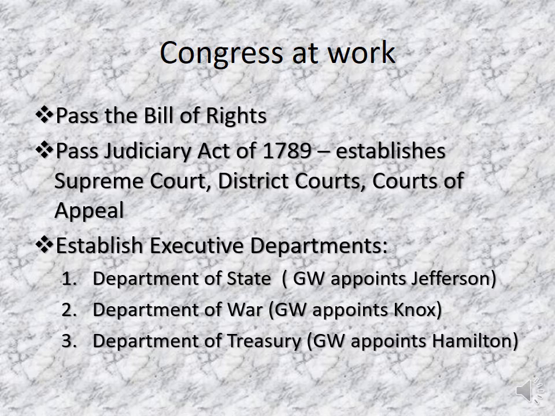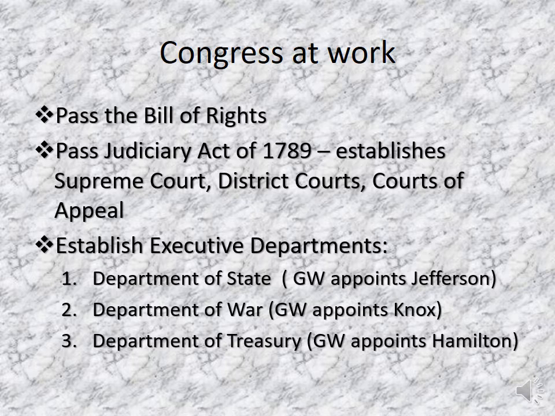Also, Congress did create and establish departments for the executive branch called executive departments. The first three departments that they created were the Department of State, the Department of War, and the Department of Treasury. We do have two of these three departments still with us today. The Department of State and the Department of Treasury are still there today, and they assist with helping the president make decisions.